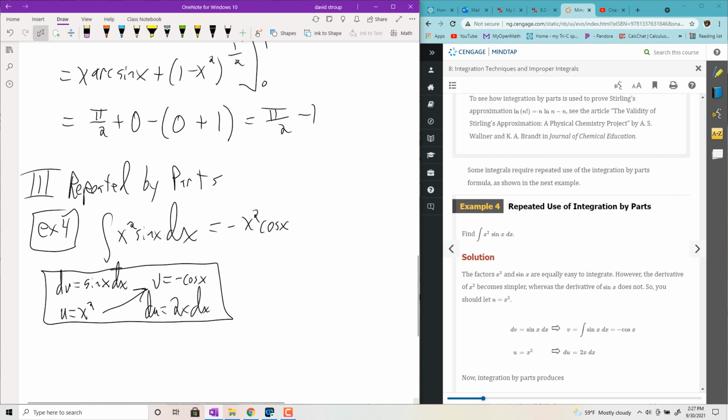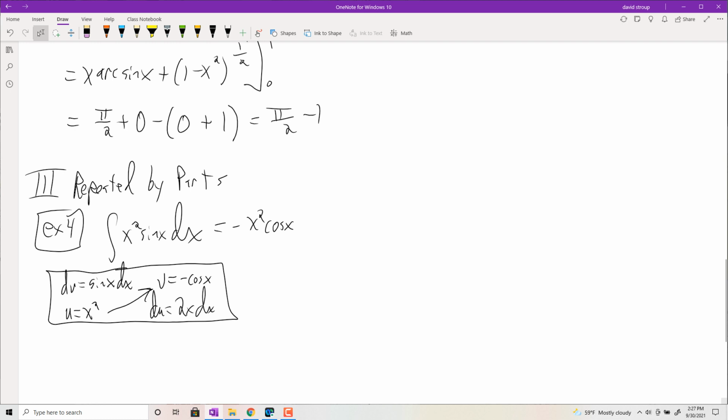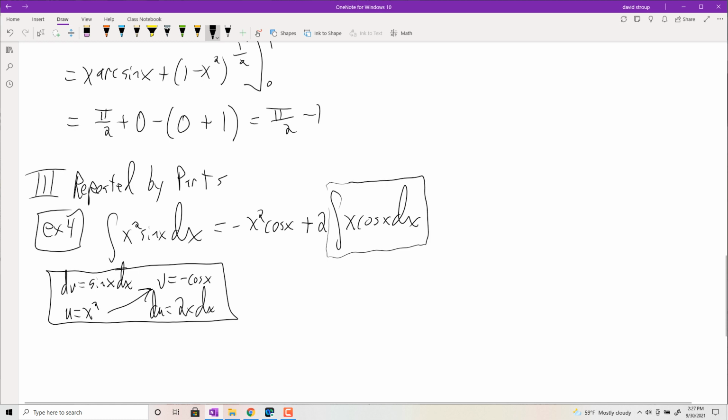And this is where it's going to get a little bit annoying doing these multiple by parts. Then minus the integral of v du. But there's already a negative in there, so it's going to be plus, you can factor out 2 integral x cosine x dx. Okay. That thing I can't integrate either, so I think maybe I could do by parts on it again. So I'm going to do by parts just on this guy.